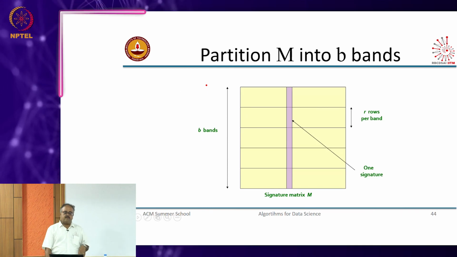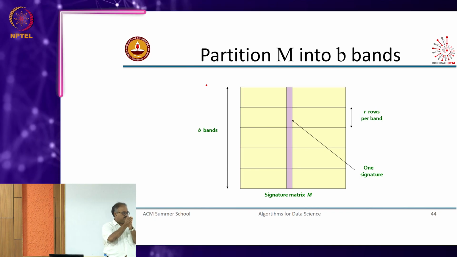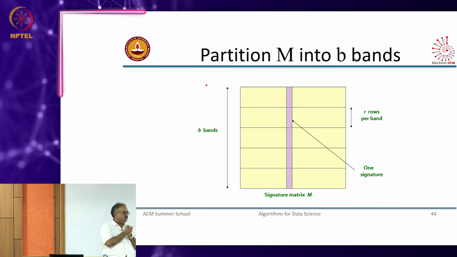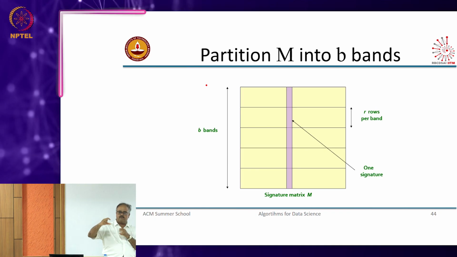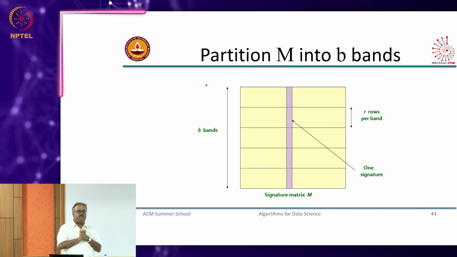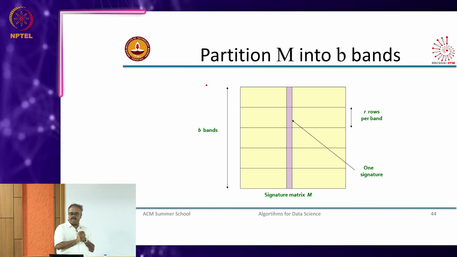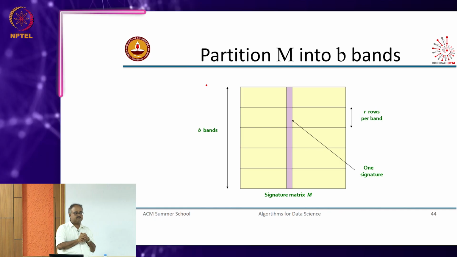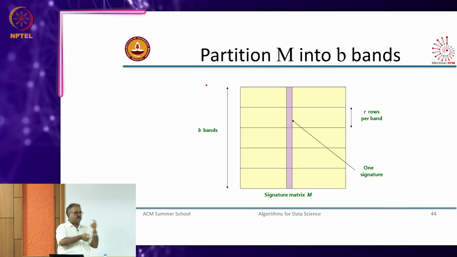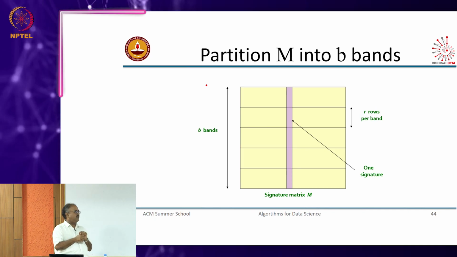Okay. So, the way we are going to do this is the following. I am going to take each column and divide it into b bands, right. I am going to divide it into b bands and each band is going to have r rows.